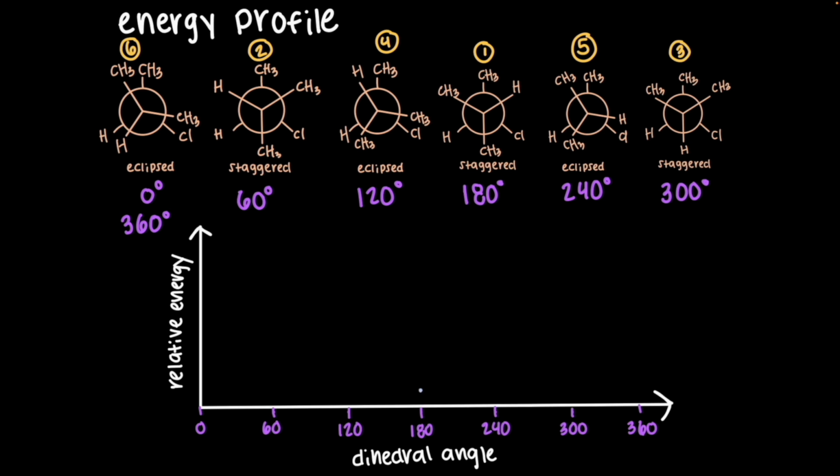Based on this relative energy, I'm going to gradually move my dots upwards to reflect most stable to least stable based on these rankings. The next most stable for 2 is at 60 degrees. Then 3 will be at 300 degrees. 4 will be at 120 degrees. 5 is at 240 degrees. And 0 and 360 degrees will be the same conformation, so they're going to have the same level for the dots. I'm now going to connect all dots to finish the energy diagram.